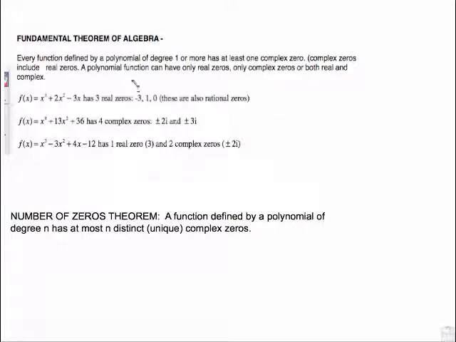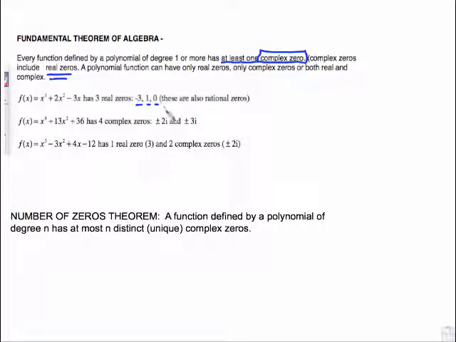Every function defined by a polynomial of degree 1 or more has at least one complex zero. Now, complex zeros include real zeros. A polynomial function can have only real zeros, or only complex zeros, or both real and complex. So here's a couple examples. The function x cubed plus 2x squared minus 3x has three real zeros, and they are -3, 1, and 0. These are rational zeros. These are real zeros.